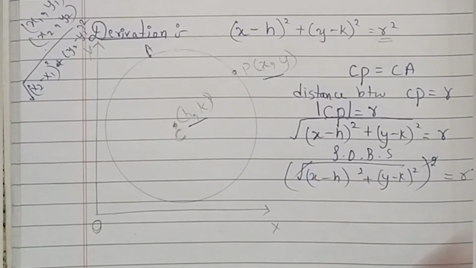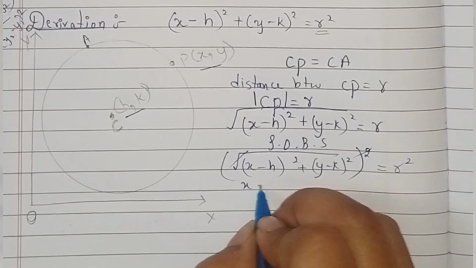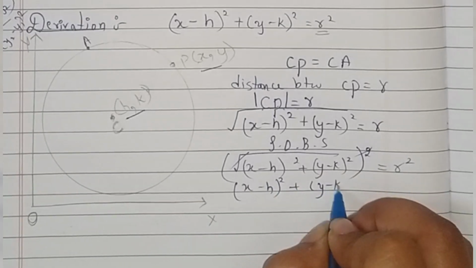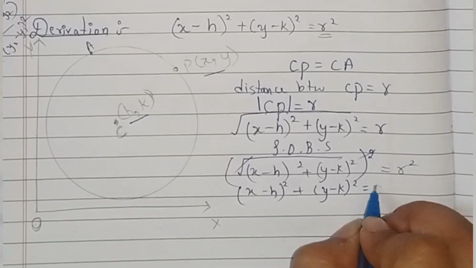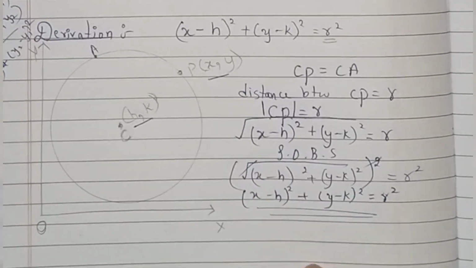The square and root get cancelled. So we get (x minus h) the whole square plus (y minus k) the whole square equal to r square. This is the general equation of the circle.